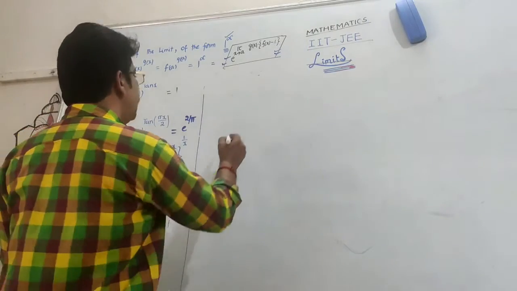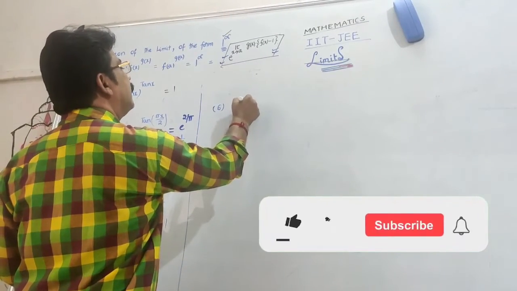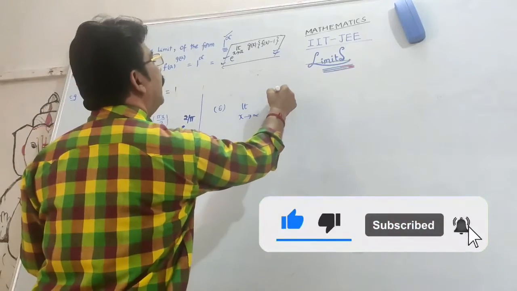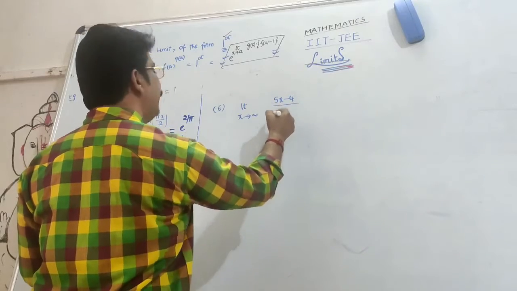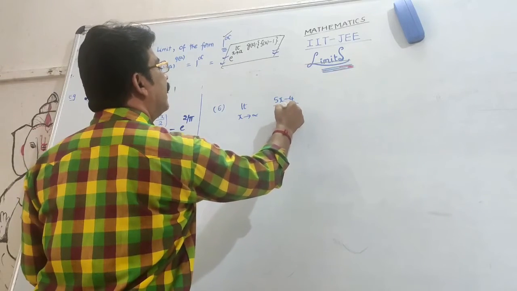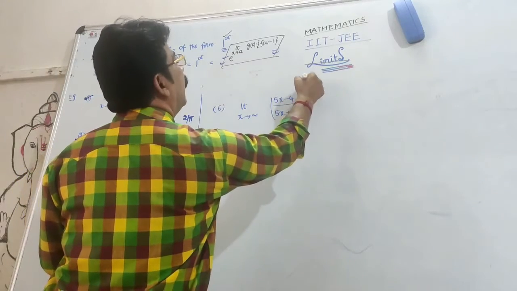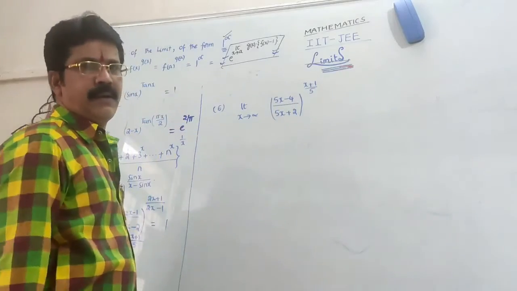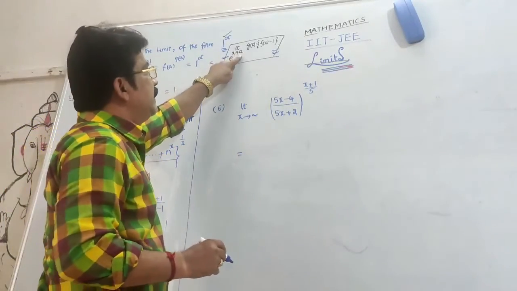Sixth question. Limit as x tends to infinity of (5x minus 4 divided by 5x plus 2) whole to the power of (x plus 1) divided by 5. So that is equal to, we are using this form.